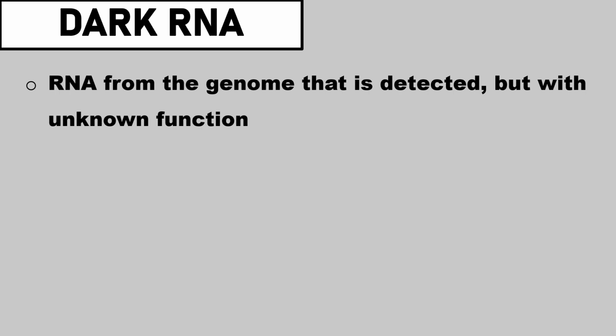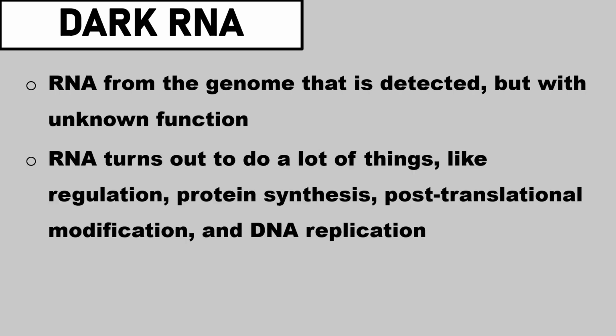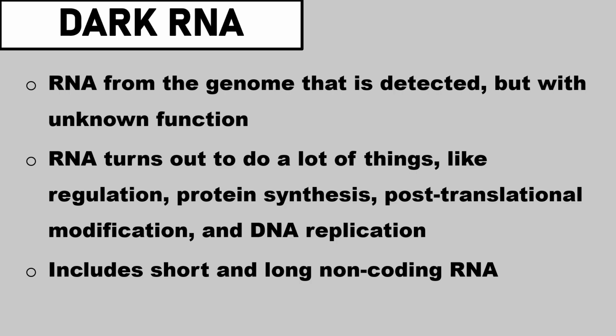Next, there's dark RNA, just like DNA. It's RNA from the genome that can be detected, but with an unknown function. And RNA turns out to do a lot of things, not just coding RNA like mRNA, that goes DNA, mRNA, then proteins. There's also other RNAs you might be familiar with, like tRNA, that ferries the amino acids for protein synthesis. There's also ribosomal RNA, or rRNA, that makes up part of the ribosomes. But there's a bunch that are non-coding that do things like regulation, protein synthesis, post-translational modification, DNA replication, and it can include short and long non-coding RNA.